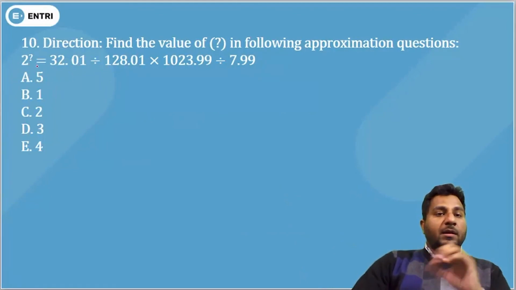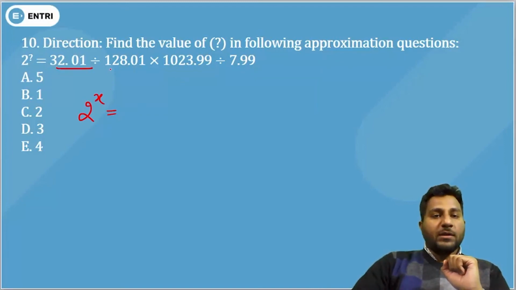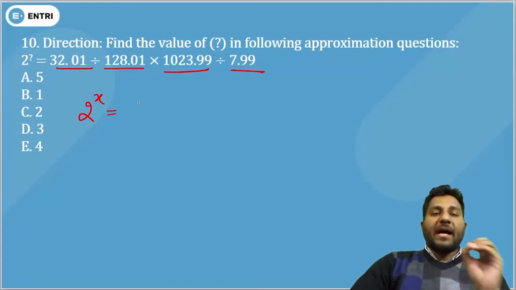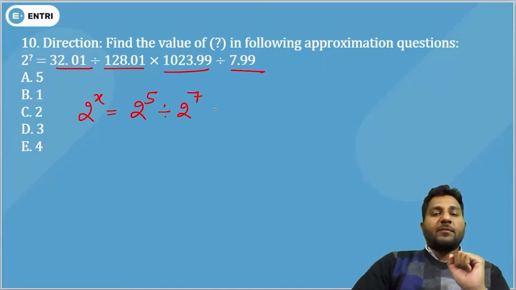And here the next question states that 2 to the power x equals 32.01, 128.01, 1023.99 and 7.99. That means 2 to the power 5 divided by 2 to the power 7 multiplied by 2 to the power 10 divided by 2 to the power 3.